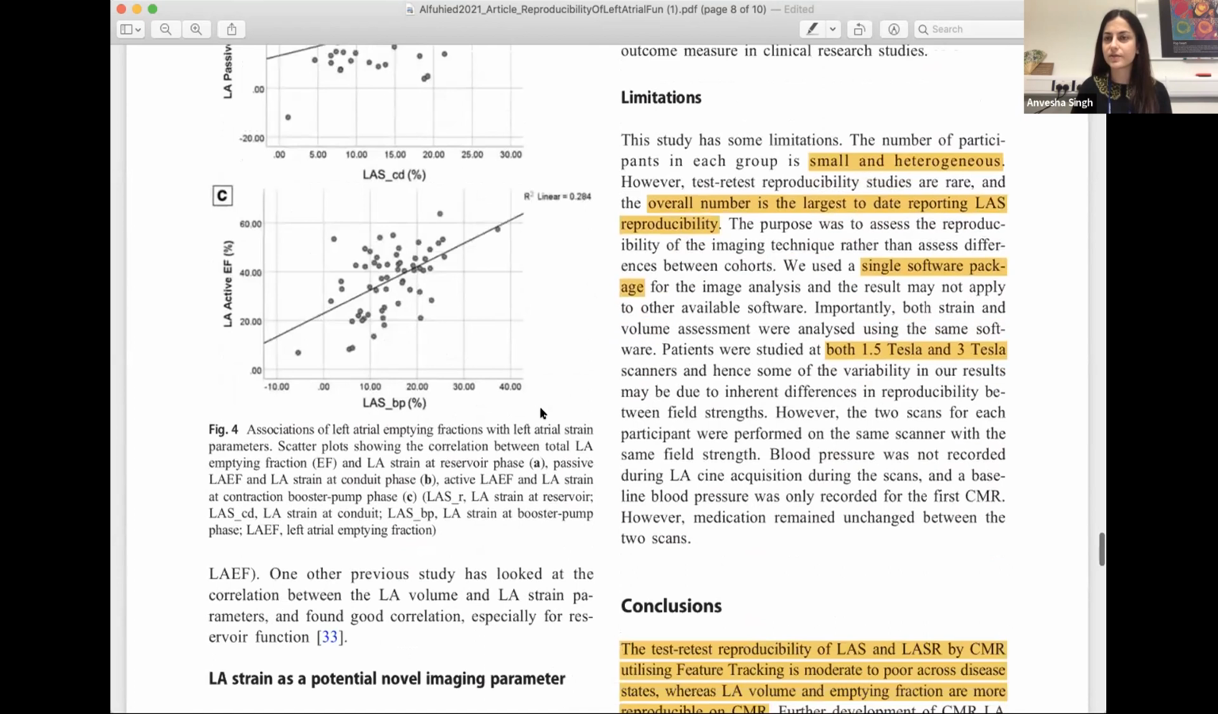Before I finish, just a few limitations to address. We know this is still a relatively small and heterogeneous group, although it is the biggest of its type to have this assessment completed. We only use the MEDIS software, so of course the results may not apply to other software and they should be looked at separately. And finally, we use both 1.5 and 3 Tesla field strengths. So some of the differences in variability may be due to inherent differences between the field strengths.